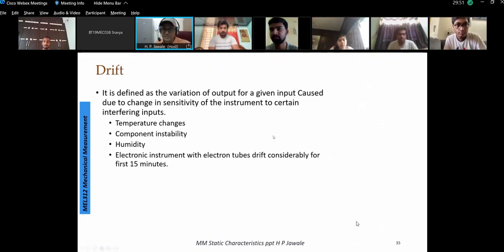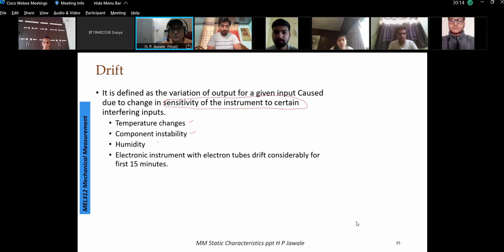Let us understand the drift. Drift is defined as the variation of the output for the given input caused due to change in the sensitivity of the instrument. Please pay attention here. Sensitivity change of the instrument due to certain interfering inputs. Maybe because of the temperature change, maybe because of the component instability, maybe because of humidity.